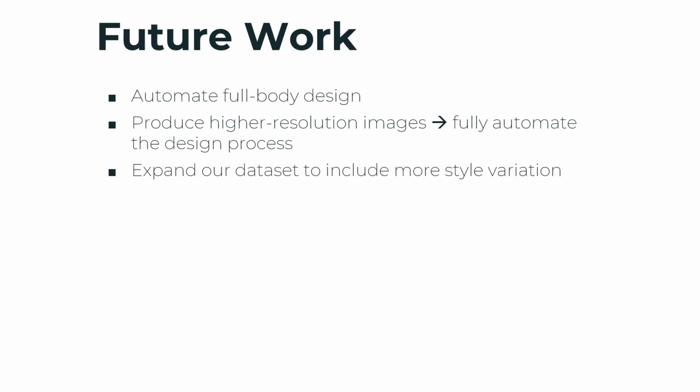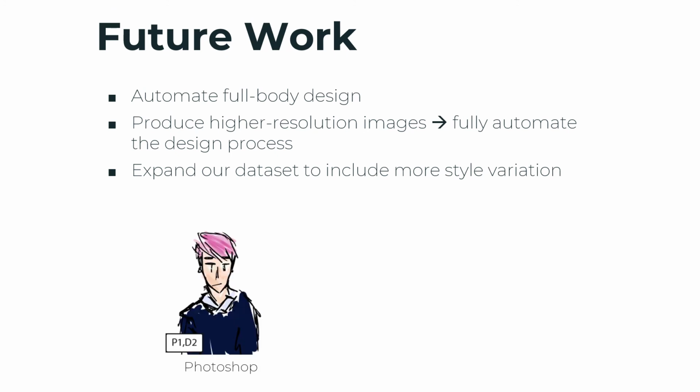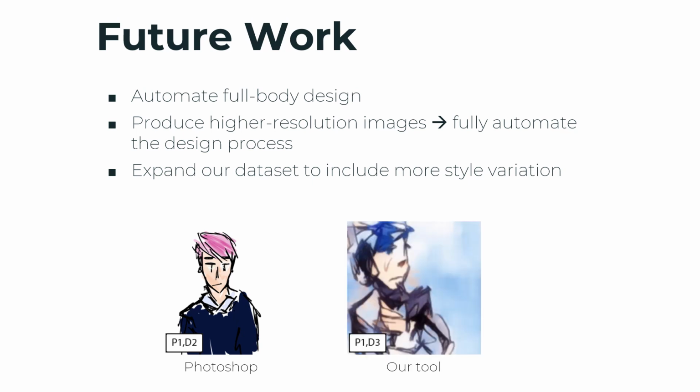Finally, we could expand our data set to allow for more style variation. This is one of the thumbnails created by an artist using Photoshop. Because the artist's style deviates from the style of our data set, the GAN produced an image with some color bleeding. Allowing the artist to fine-tune the GAN using their own designs could rectify this issue.